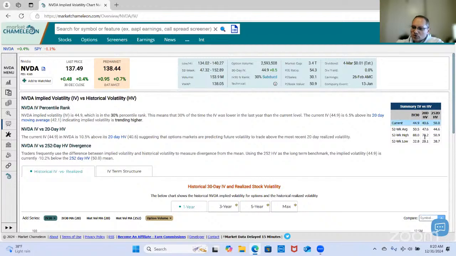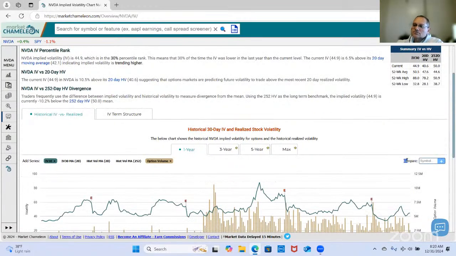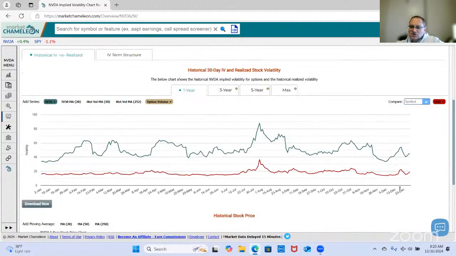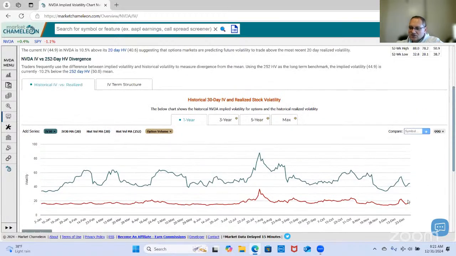So let's put in compare to QQQ. Type in QQQ here, NASDAQ 100. We're going to click plus. Now we got two lines here. The red line here, that's the QQQ 30-day implied volatility. The green line, that's the Nvidia 30-day implied volatility.